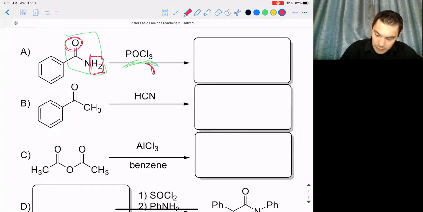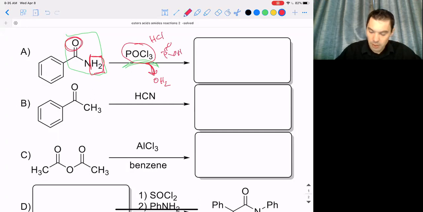Overall, water is going to leave, and it's actually going to end up reacting with this POCl3, so we're going to make a bunch of HCl, and then we're going to make some POOHs, and that's how it's going to work. Okay, overall the product is going to be a nitrile, so let me go ahead and fill that in here in the box.